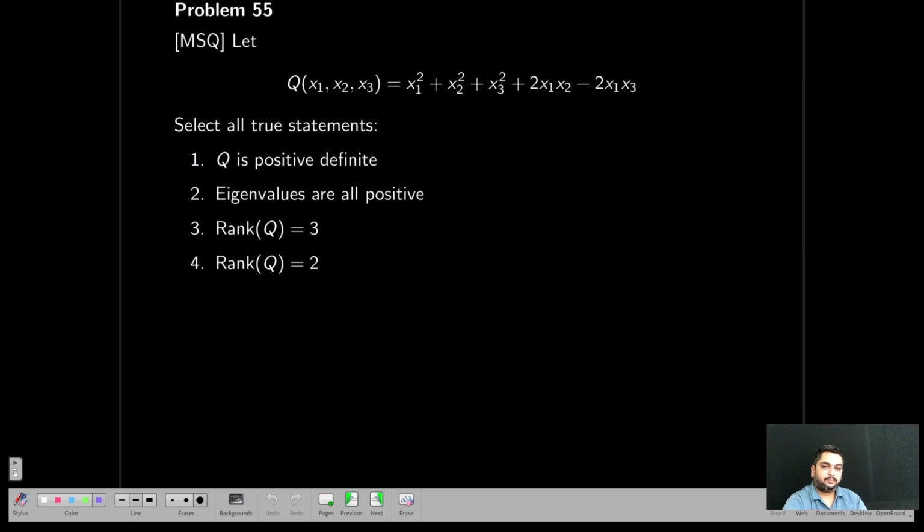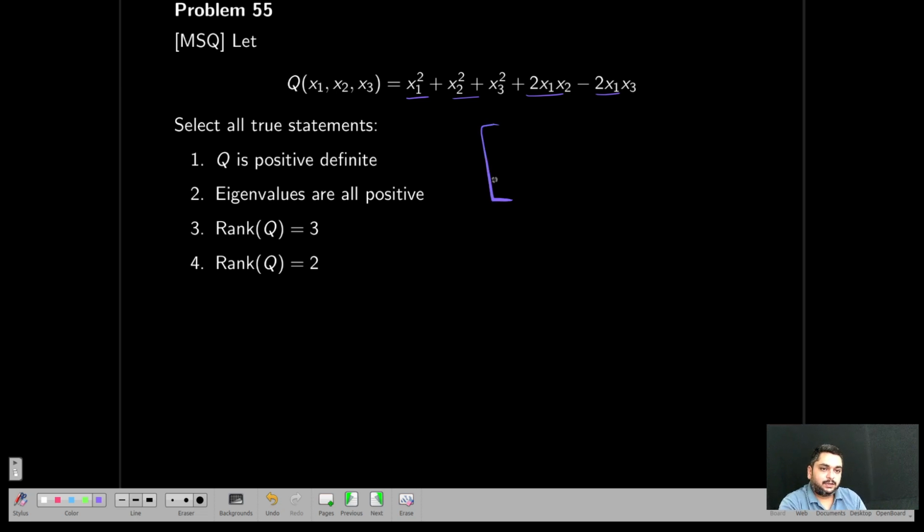Next. So same thing again, 3 statements are given. Find out which of them are true. So you have to find the rank, eigenvalues, and check positive definiteness, based on the eigenvalues you get.